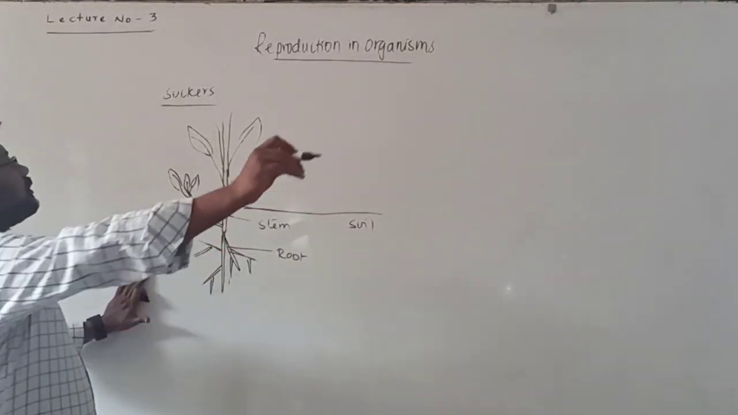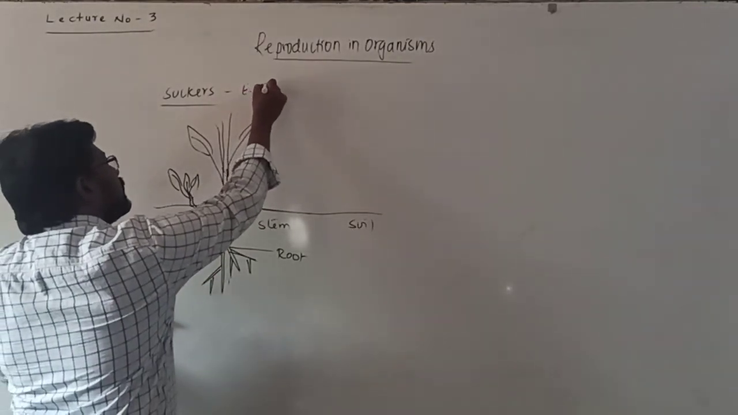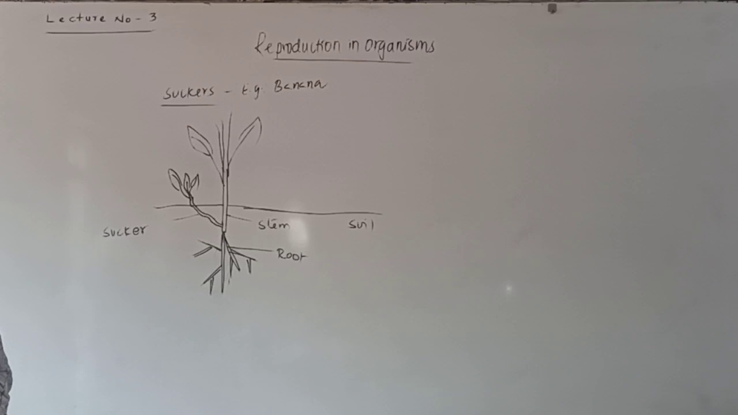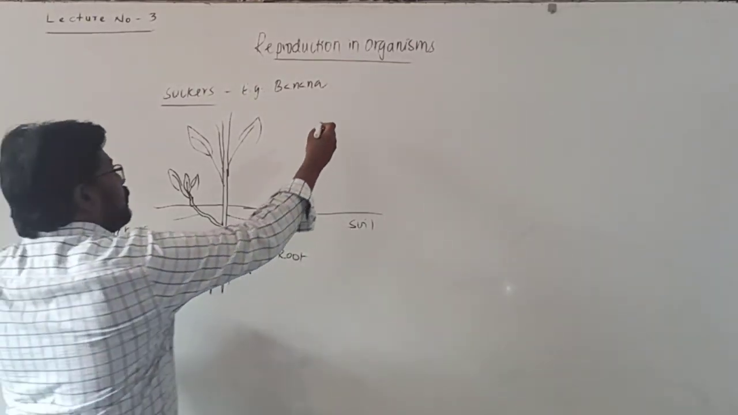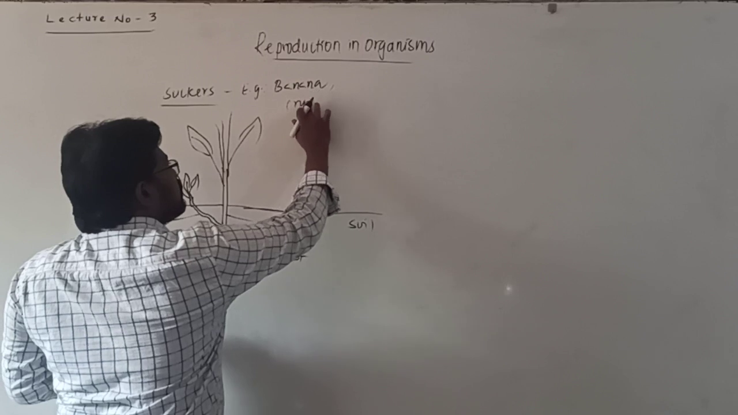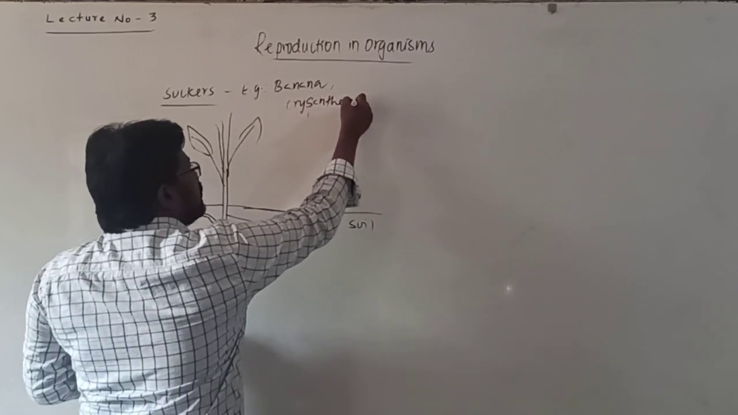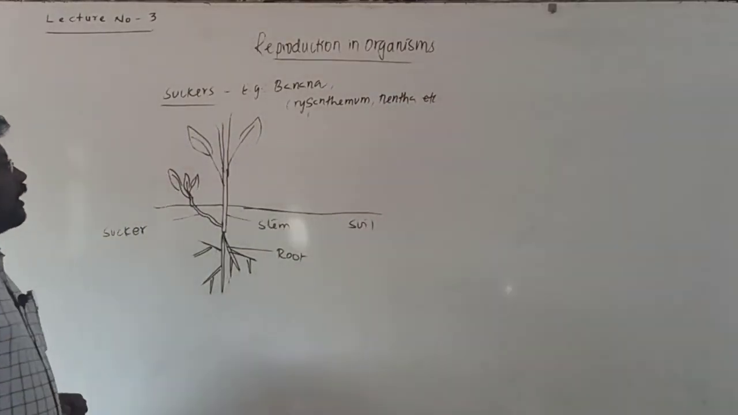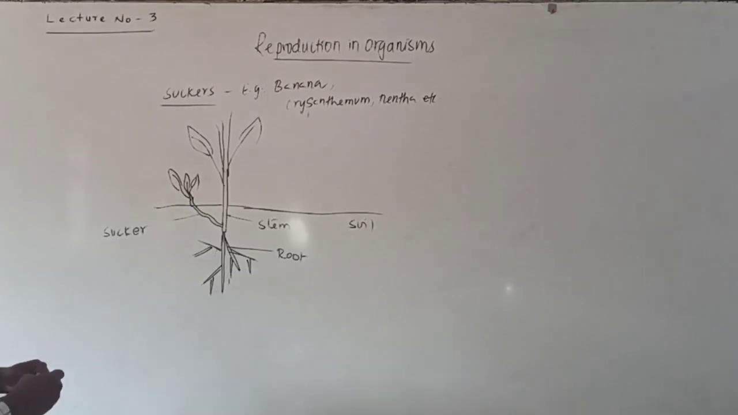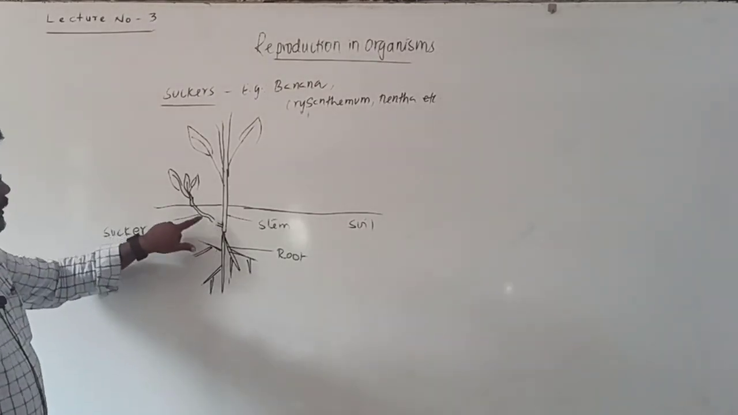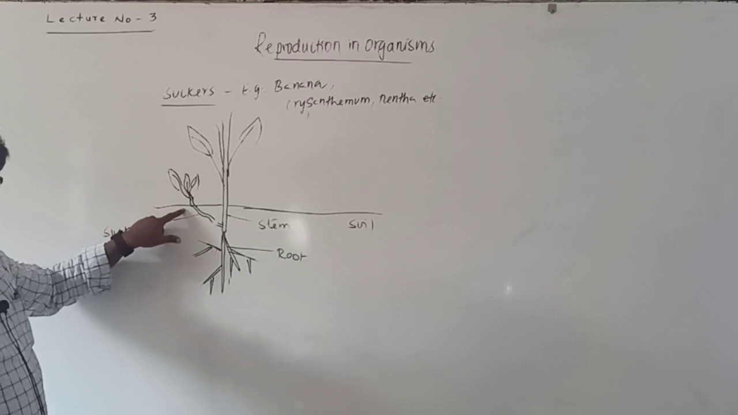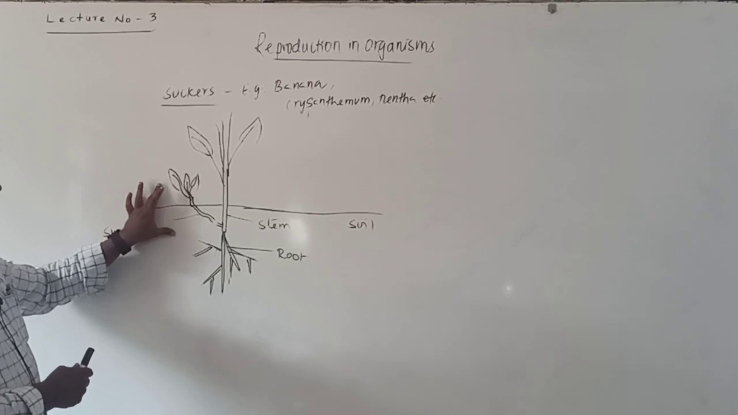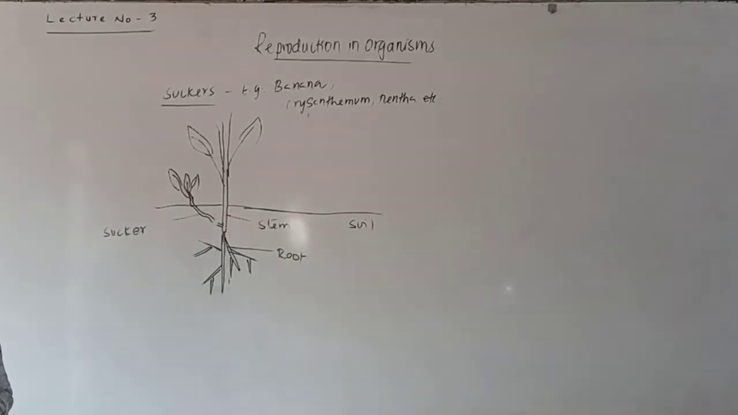It's called sucker. So such suckers you can see even in case of the banana. In case of banana we see these suckers, and in case of chrysanthemum, then mentha, etc. In them you may find such suckers. So now even if you cut this, right, this will be able to grow on its own. So that's the asexual reproductive structure, which is called sucker.